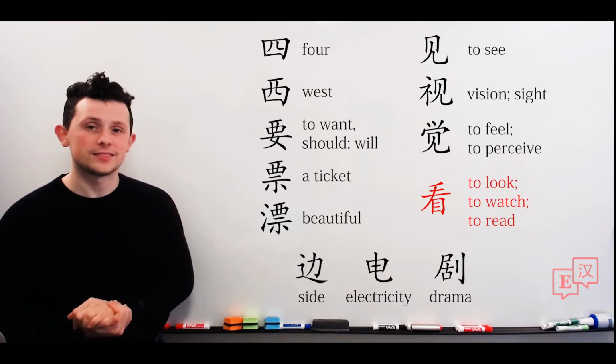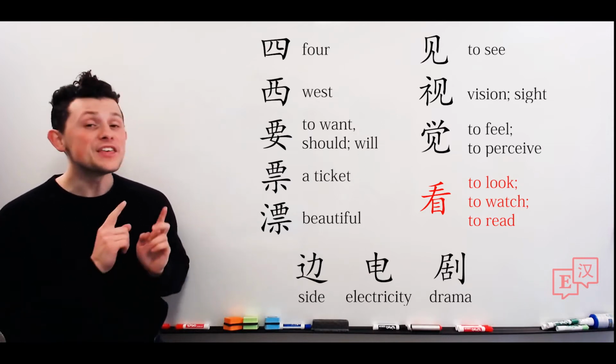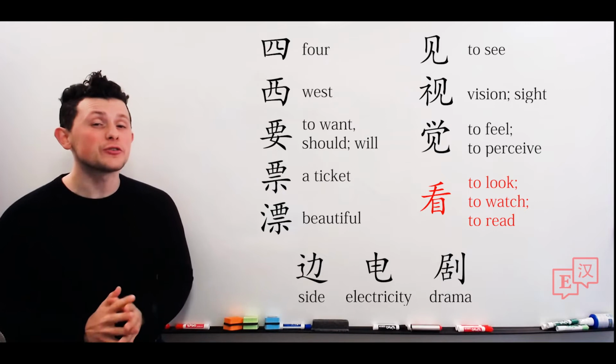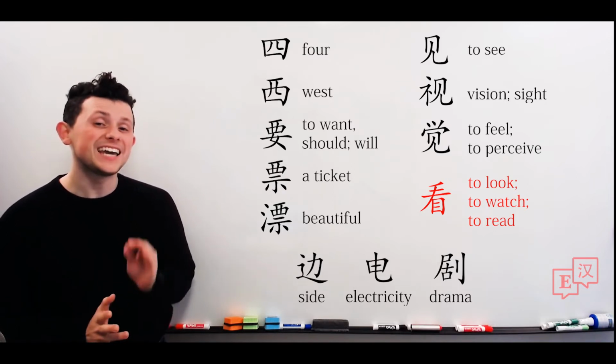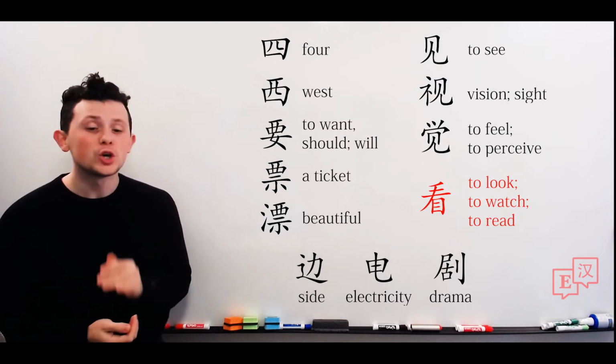Kan. Kan. This character means to look. Again, different from jian, to see. Kan, to look. And lastly, ju.